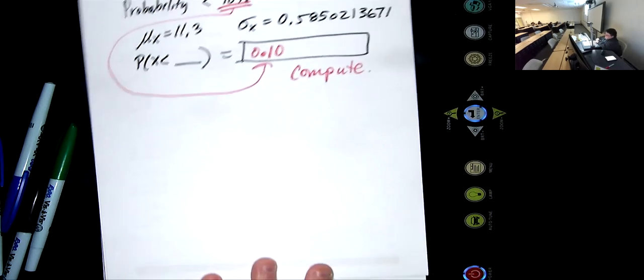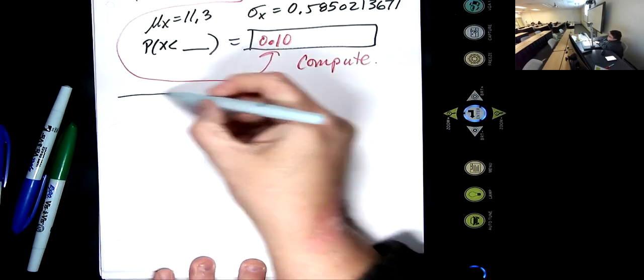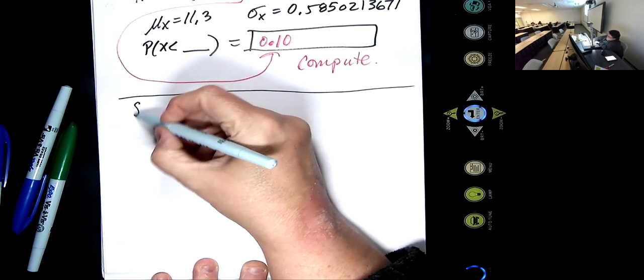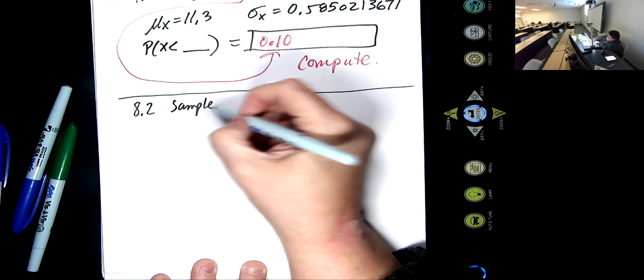All right, 8.2 does sample proportions. 8.1 was on sample means, 8.2 was on sample proportions. It's the other half of chapter 8.